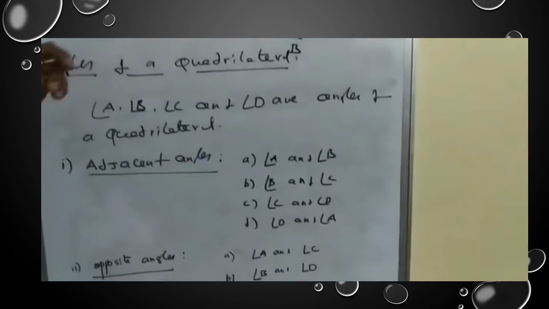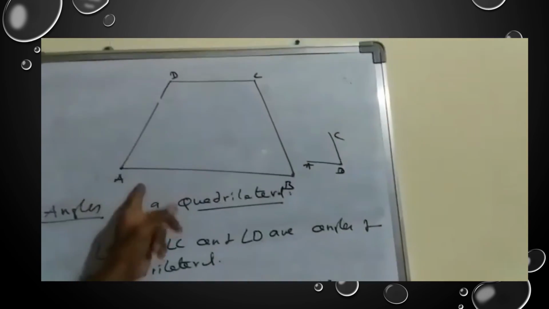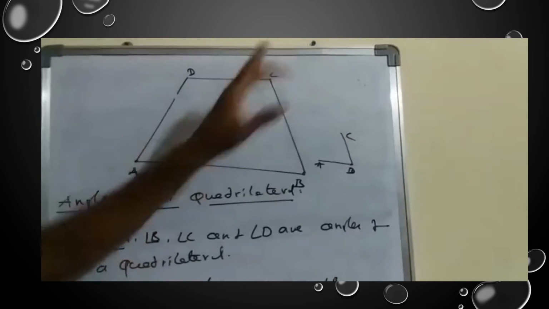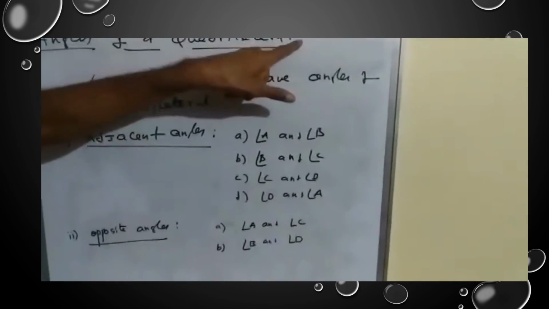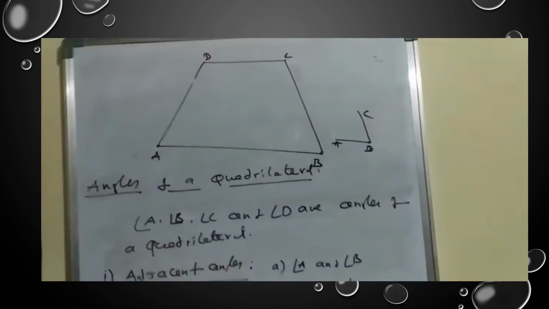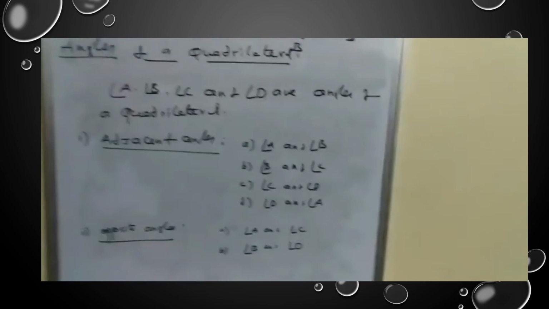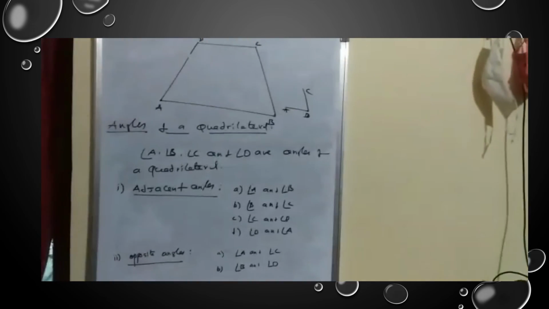What about angle A and angle C? They don't have any common side. That is why angle A and angle C are opposite angles. Like that, B and D are opposite angles. Sides and angles.